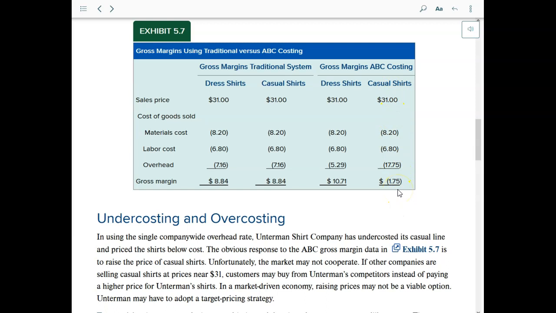Since based on our studies, our best estimates, it looks like a lot more cost should have been allocated to the casual shirts, compared to the traditional system. And again, maybe we're losing money. So we could have been over-costing the dress shirts earlier and under-costing the casual shirts. So what you do now is say, we cannot lose money. Can we lower the price?